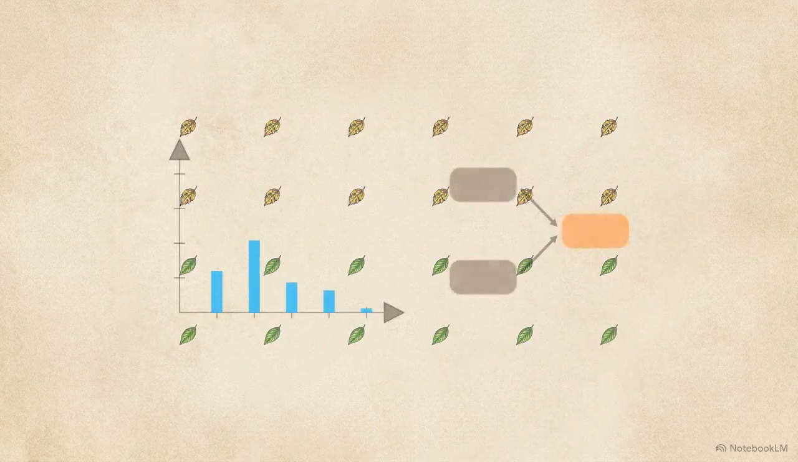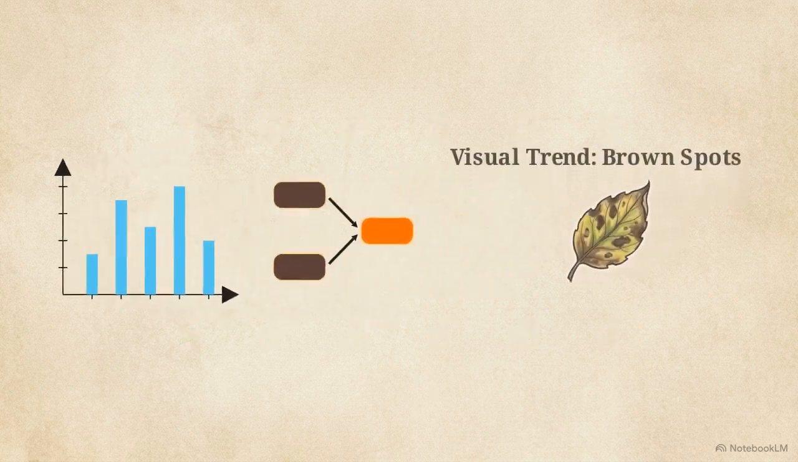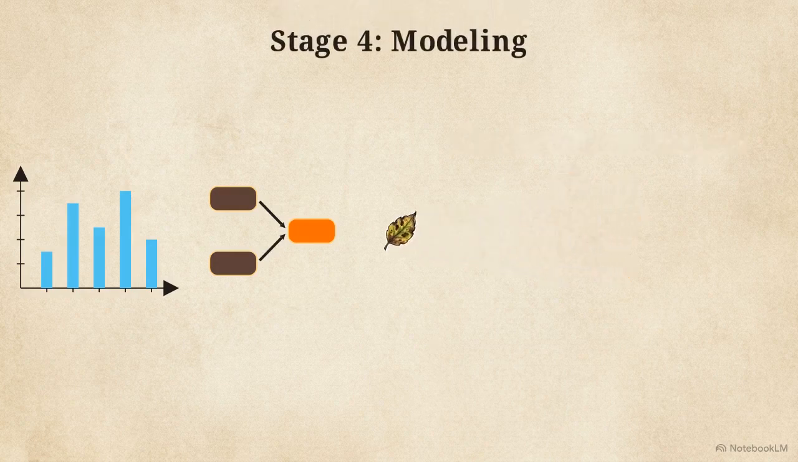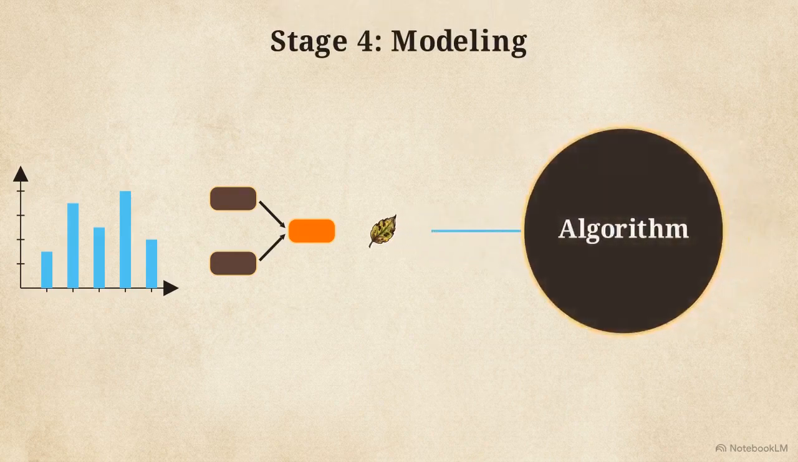By plotting the drone data into charts and maps, we can identify an underlying visual trend, distinct brown spots appearing consistently on the dying plants. That pattern leads us right into Stage 4, modeling.